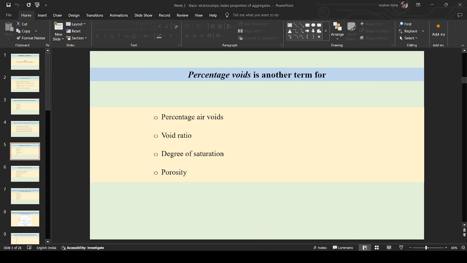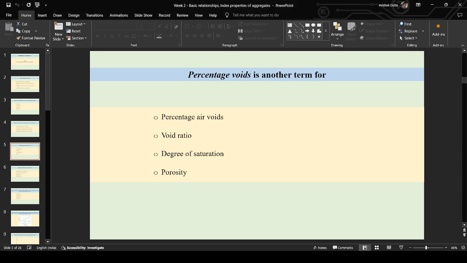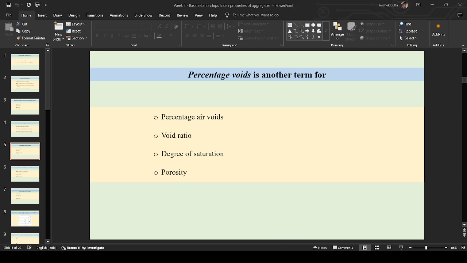Percentage voids is another term for. The options are percentage air voids, void ratio, degree of saturation, or porosity.